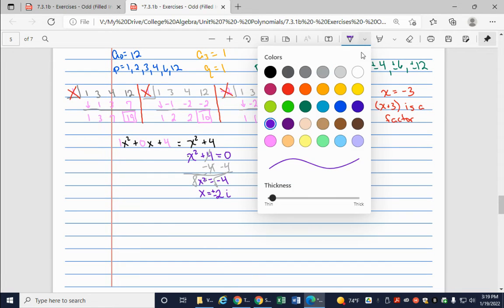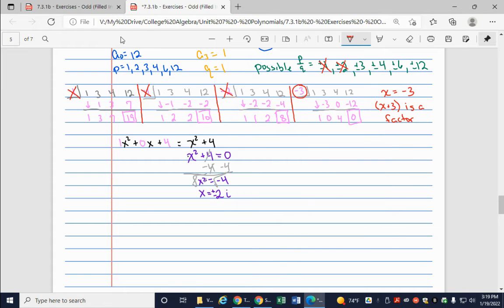All right, so we're done. Well, we need to write our answers. My zeros are x equals -3, because that one worked over here, and then 2i and negative 2i.